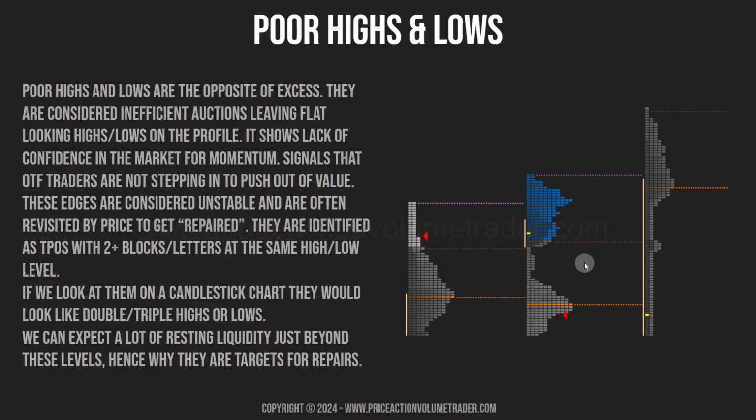Then we have poor highs and poor lows. So these are the opposite of excess. They're considered an inefficient auction, leaving flat looking highs or lows on the profile.